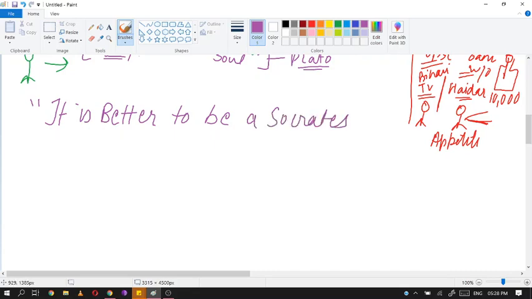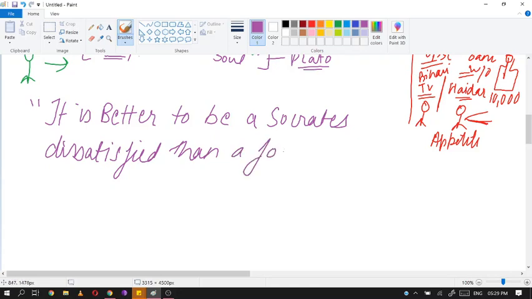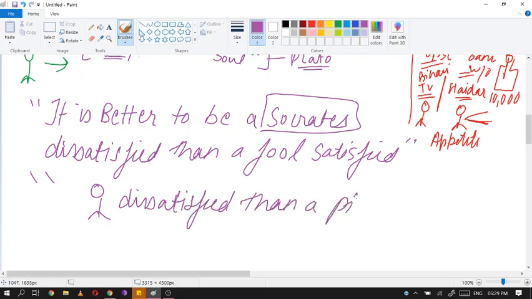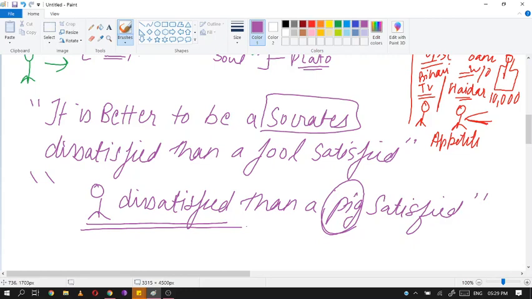It is better to be a Socrates dissatisfied than a fool satisfied. Or you can say it, better to be a man dissatisfied than a pig satisfied. भैया you started with defending कि pig philosophy नहीं है, उसके बाद तुम कह रहे हो it is better कि man dissatisfied रहे than pig satisfied.